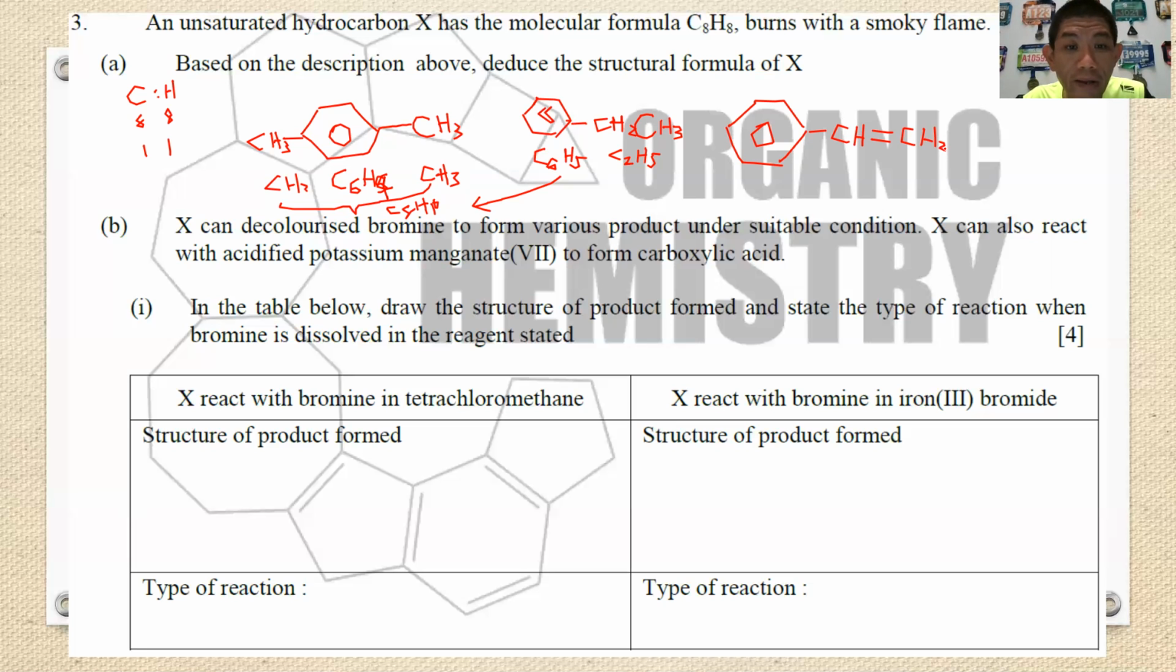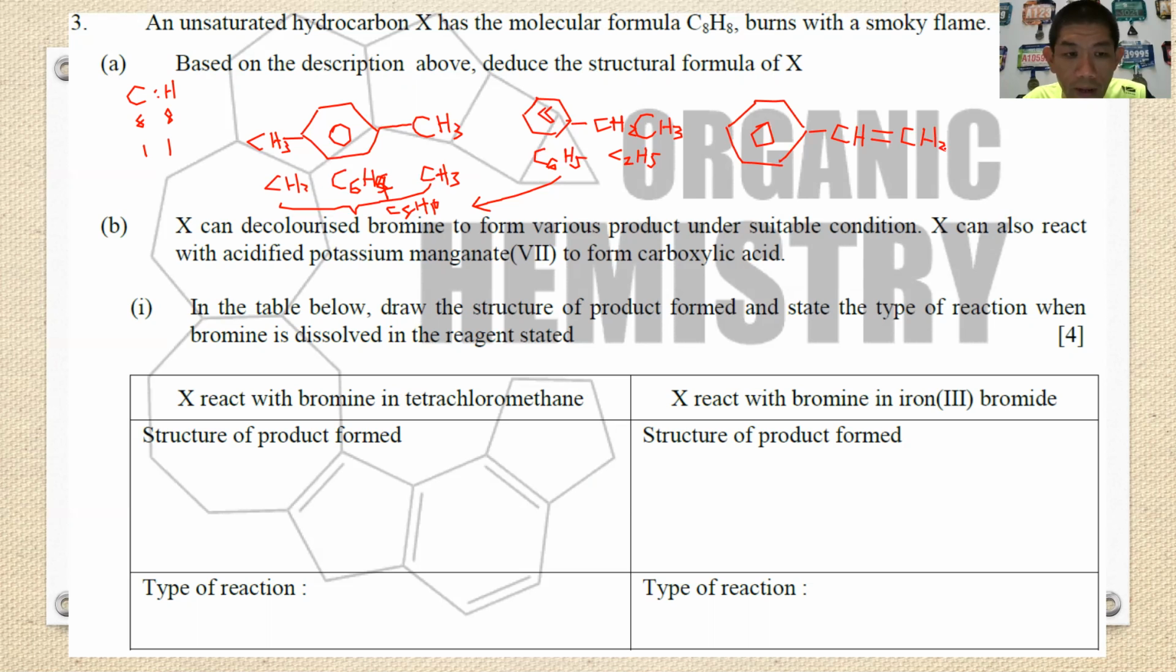So X can decolorize bromine, which is trying to tell you that it contains an alkene. Decolorize bromine to form various products under suitable conditions. X can also react with acidified potassium manganate to form carboxylic acid. In the table below, draw the structure of the product formed and state the type of reaction when bromine is dissolved in the reagent stated. So X reacts with bromine in tetrachloromethane and bromine in iron(III) bromide.